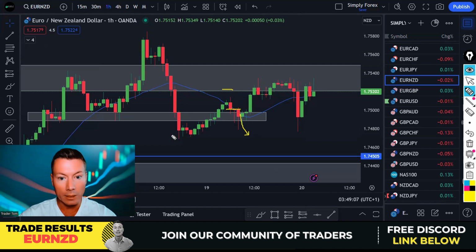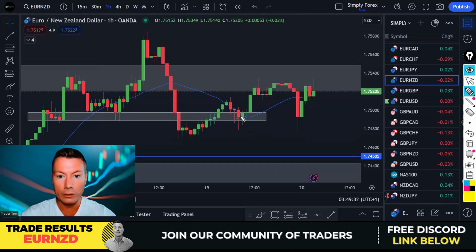The idea was just to come down to these lows first of all. It almost hit target, but as price was coming down, just look at these wicks. These wicks are saying, Tom, get out of this trade, it's not ready to come down yet. So that's what I did, guys. I just got out and made a few pips.